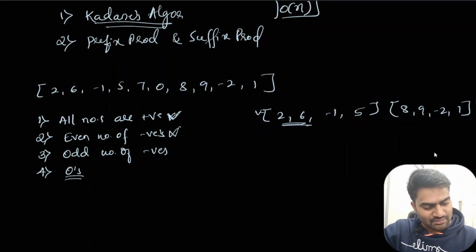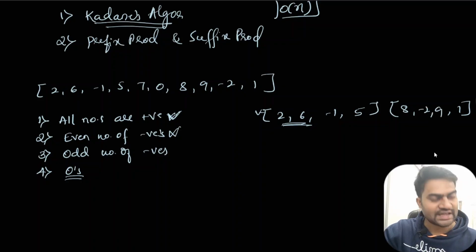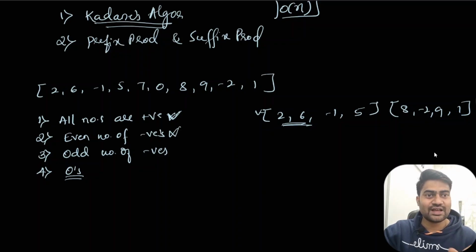But I will make a little bit of modification here. Instead of this one, I will make it 9. Okay, this is for our understanding. Now if you see, our negative number lies here and our maximum product will lie towards the right. So we are unsure whether our maximum product lies on the left side of the negative number or on the right side of the negative number.